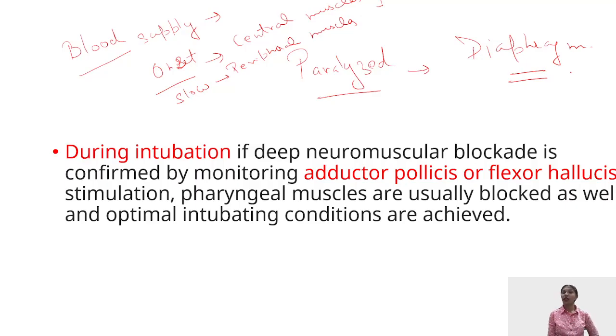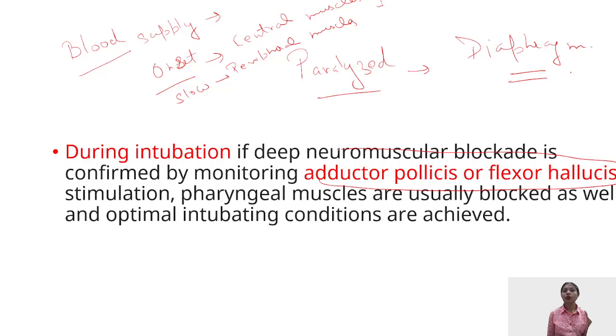So again, we can imagine that where the onset of the neuromuscular blocker is very slow, like in the peripheral muscles, they have already been paralyzed. So obviously the places where the onset of the block is fast have been paralyzed already. That is why during intubation we also use peripheral muscles like adductor pollicis or flexor hallucis.